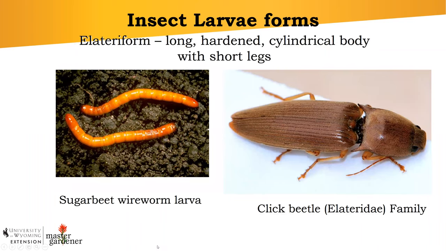The click beetles are another one that are pretty common in turf and can be a major pest in cropland, especially if it's been, say, a pasture or grassland, and then it's put back into row crops. In the case in Wyoming, one of the more serious pests of this family of beetles is the sugar beet wireworm. And so it has a lateral form, kind of a long, cylindrical, hardened body with short legs, and they'll chew into roots of plants. And so they're pretty damaging. The adults are not really all that damaging. It's the larva form that does the damage.